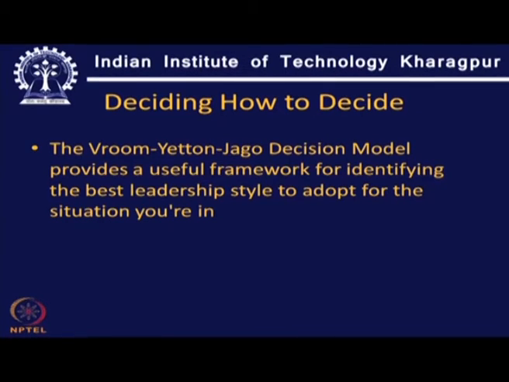Next important phase is deciding on how to decide. In deciding how to decide, the Vroom-Yetton-Jago decision making model provides a useful framework for identifying the best leadership style to adapt to the situation one is in. It takes the form of a branching sort of model while we are talking of decision making and the situation you are in.